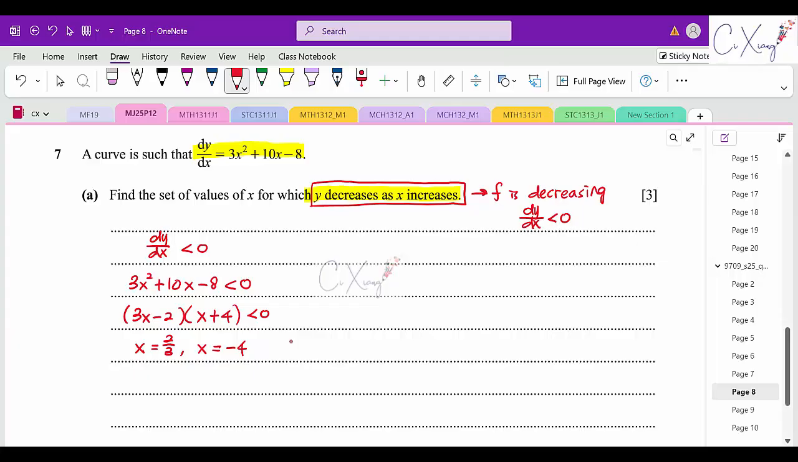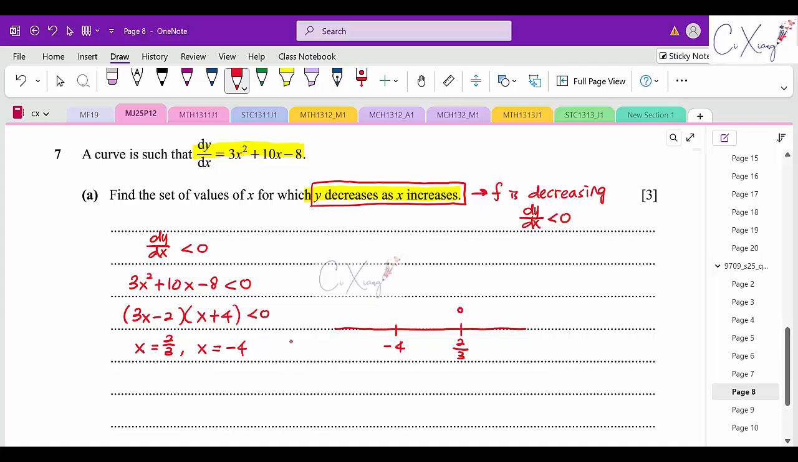For me, I'm drawing a number line. Some students will want to draw the U-shape or N-shape curve of a quadratic, also can. Or some students might want to use the table of sign, also can, where you draw a table out and then you see what is the sign, is it positive sign or negative sign? Then from there you continue to decide the set of values of x. So for me, usually I will use number line.